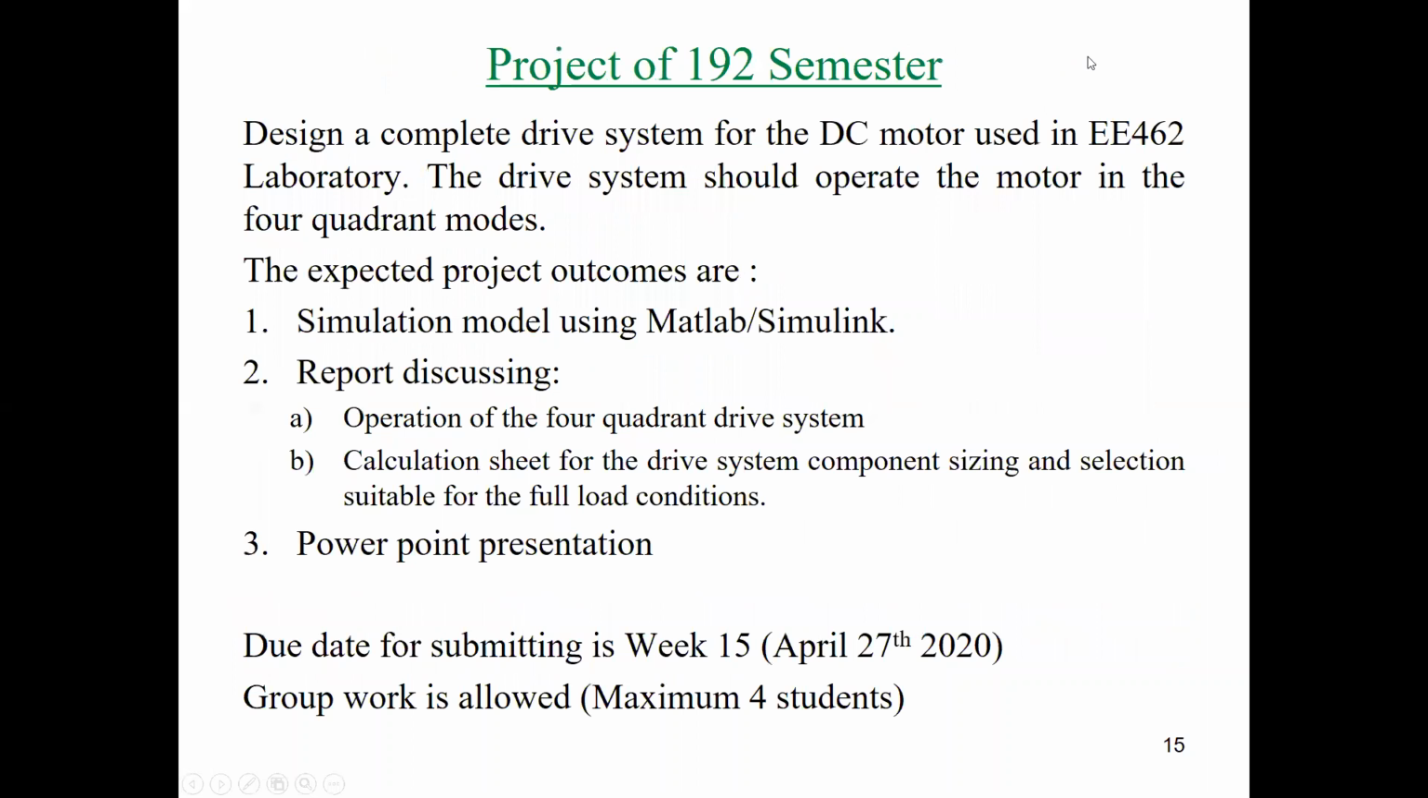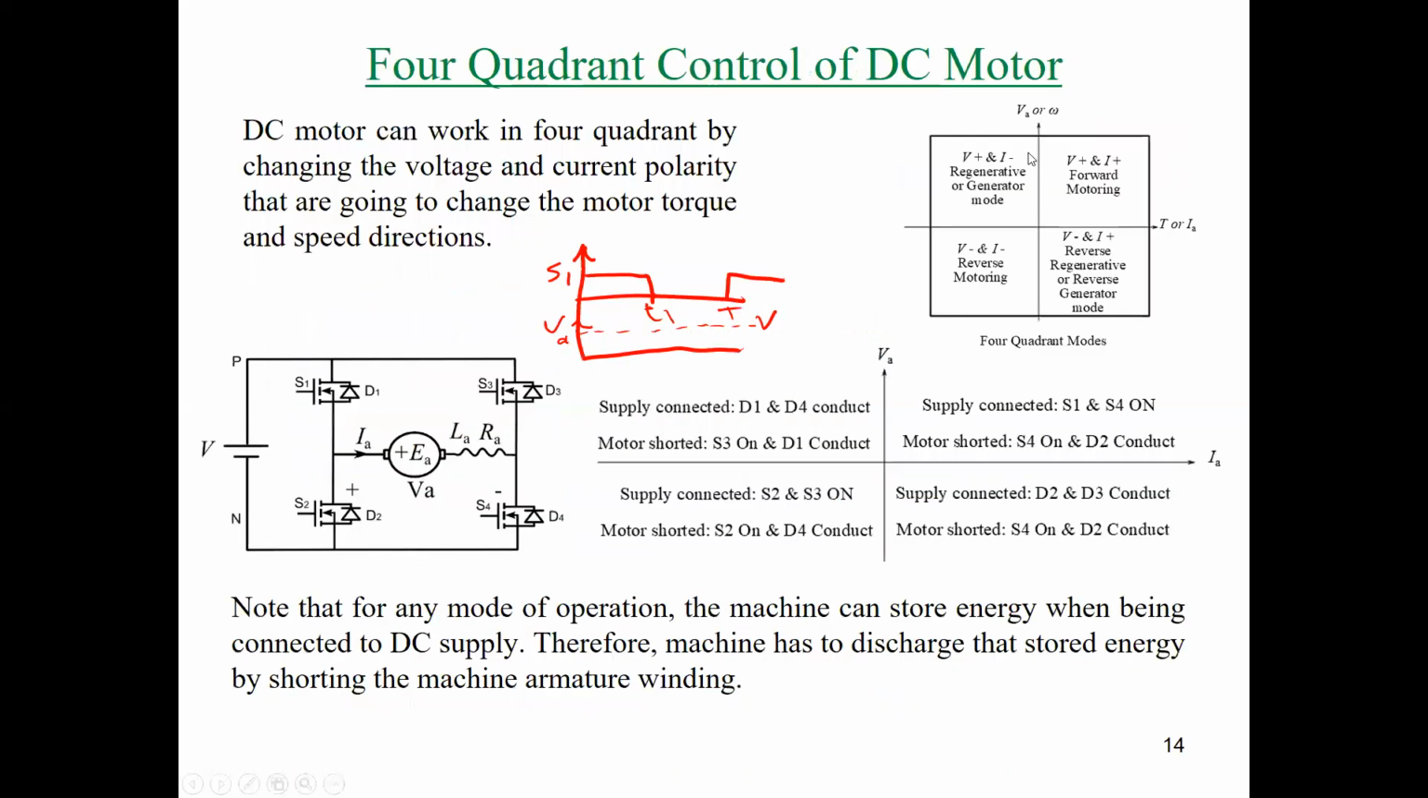I think it will be the on time over the total time times the VA, on the shape for the figure. In this figure, at the instant of S1 and S4 on, the voltage on the machine will be the same value of V, like that.